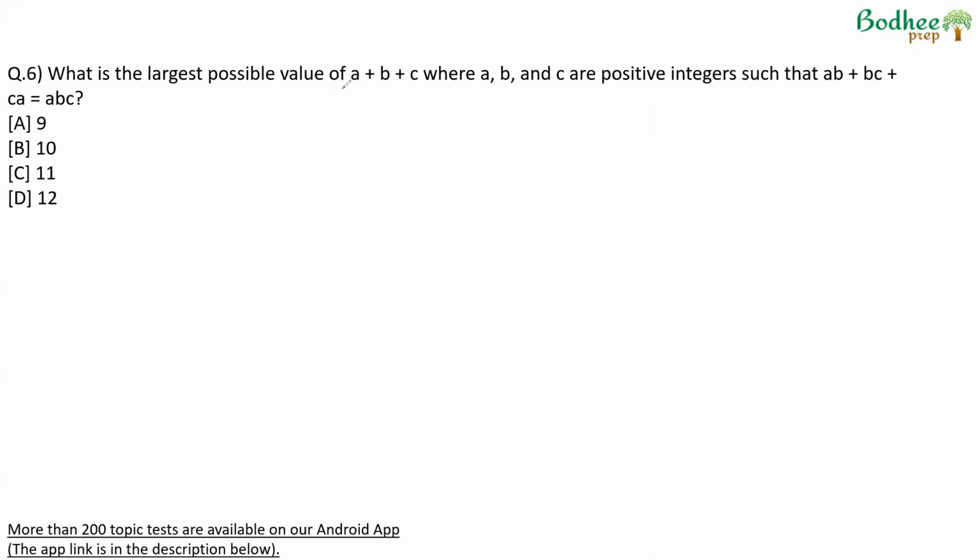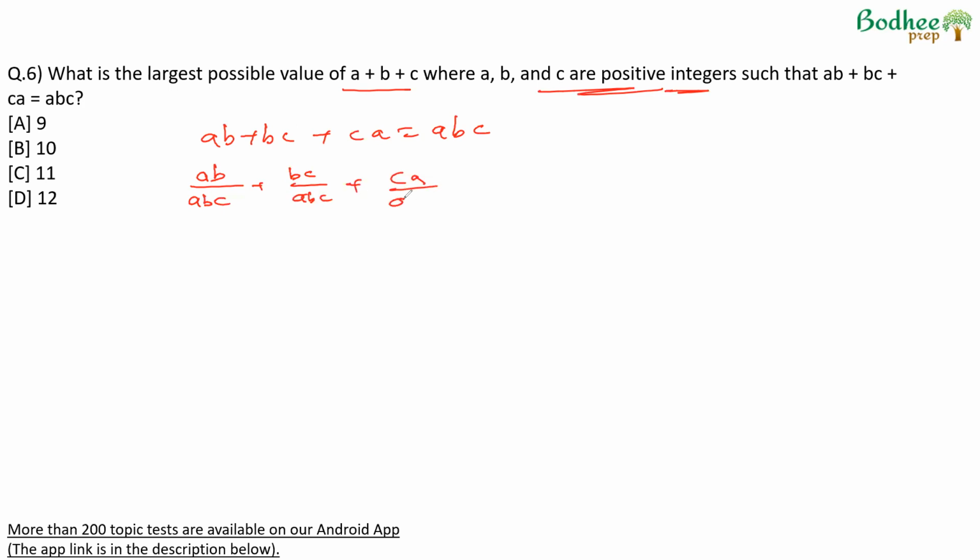What is the largest possible value of a plus b plus c where a, b, c are positive integers and ab plus bc plus ca is equal to abc. Divide the entire thing by abc. ab by abc plus bc by abc plus ca by abc. abc by abc is 1. So we get 1 by c plus 1 by a plus 1 by b is equal to 1.